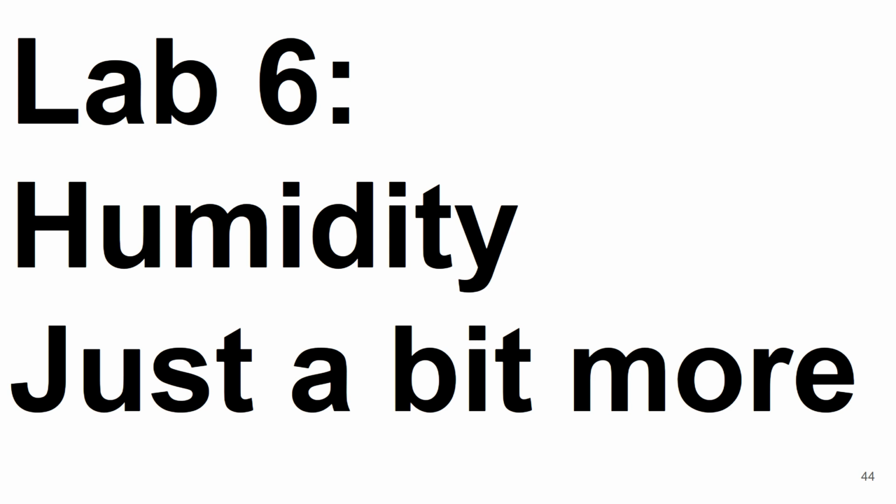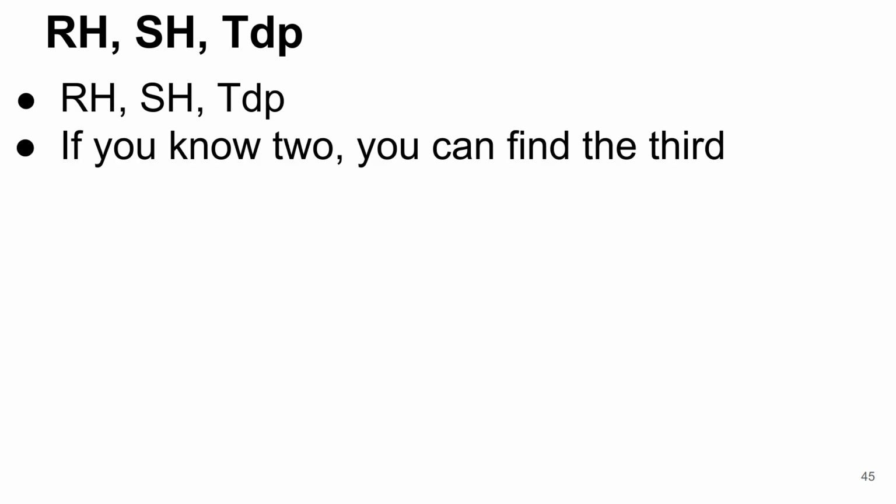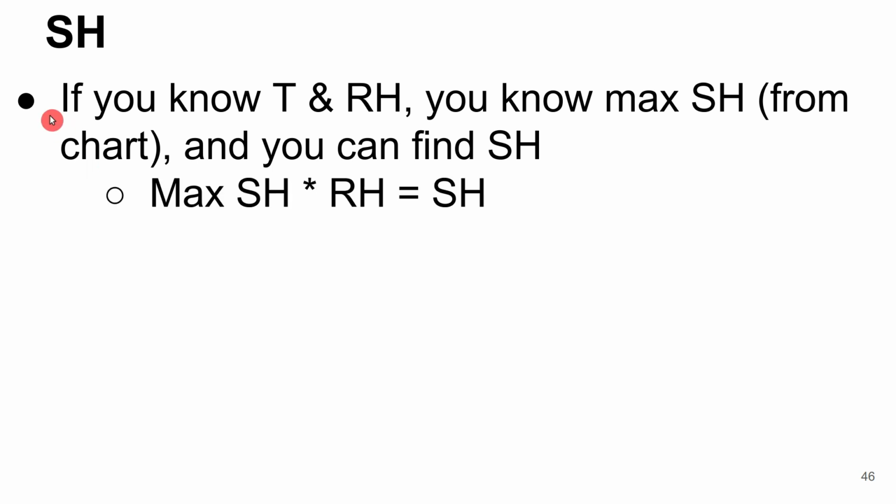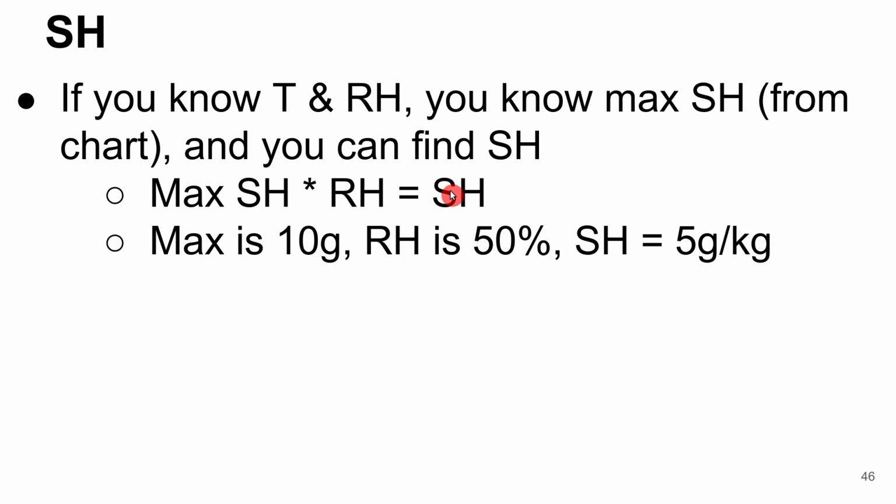A few more notes about relative humidity, specific humidity, and dew point temperature. If you know two, you can find the third. So if you know the temperature and the relative humidity, you know what the max is. If you know the temperature, you know what the max is. You look it up on the chart, and then you can find what the specific humidity is. So maximum specific humidity, how many grams are possible at that temperature, times the fraction of the total that you have, gives you the specific humidity.